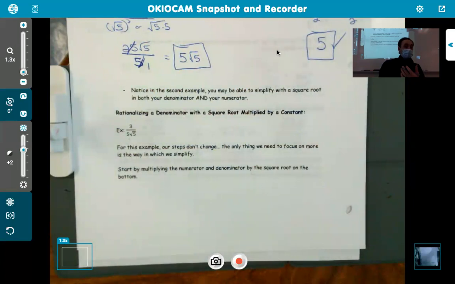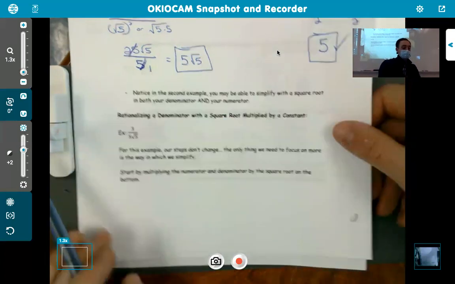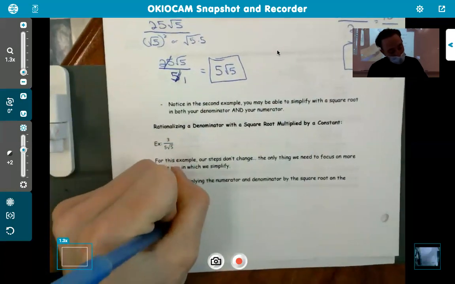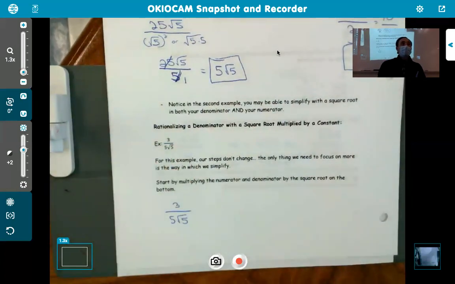So we're going to still start by multiplying the numerator and denominator by whatever the square root term is in our denominator here, all right? So I have 3 over 5 root 5. It's my original expression, right? That's what they give me.